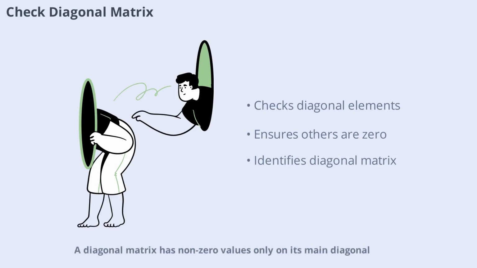A diagonal matrix has non-zero values only on its main diagonal. This program checks each element, ensuring only diagonal elements are non-zero. It's a useful exercise for understanding matrix properties and nested loops.